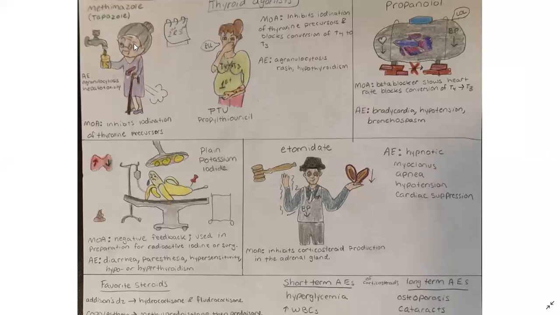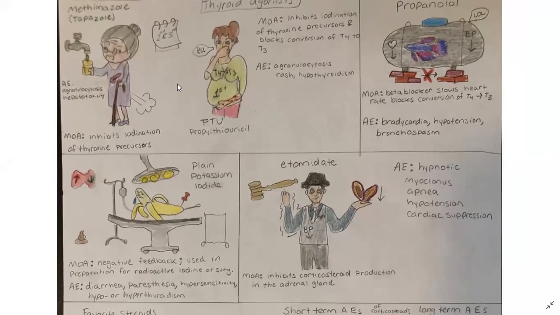So next we'll move on to two drugs that are for hyperthyroidism. Here we have this picture. We have a granny, she's farting, and this pregnant lady is standing next to it. So what's going on in this picture? Well, granny here is getting something out of a tap. So tapazole, also better known as methimazole. And this stuff that's coming out of the tap here, it's yellow, it's kind of gross. It looks like iodine. And so the mechanism of action for methimazole is to inhibit iodination of thyroxine precursors.